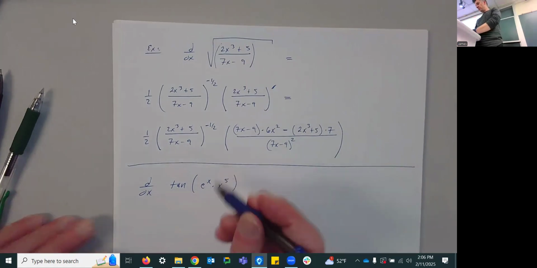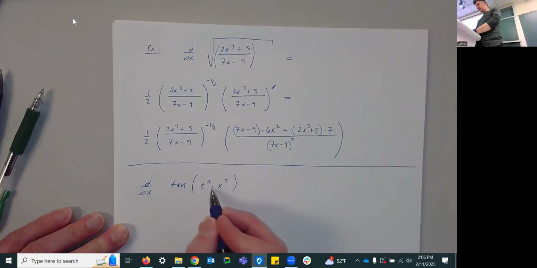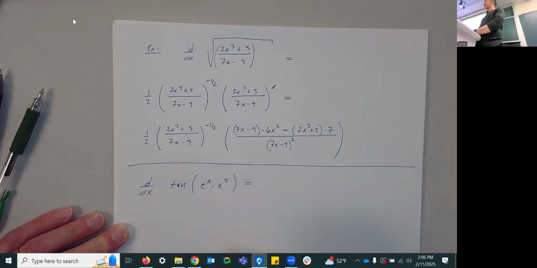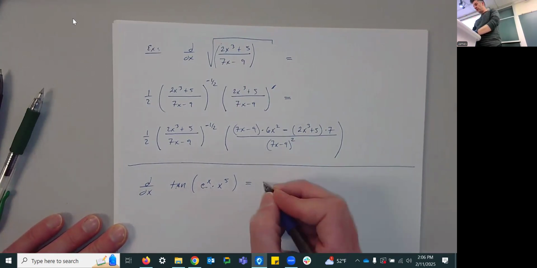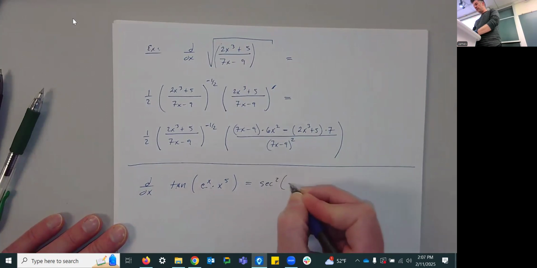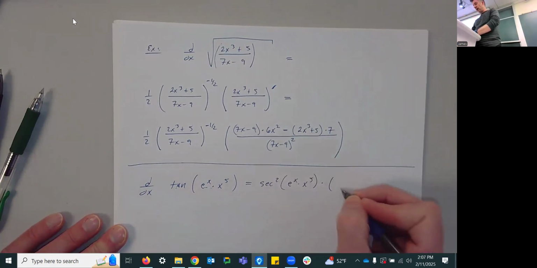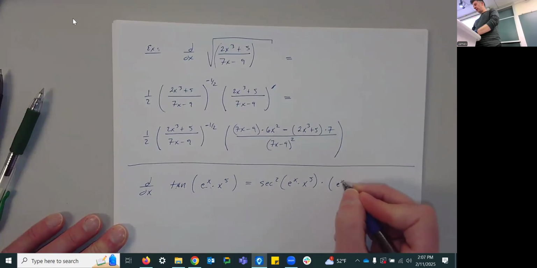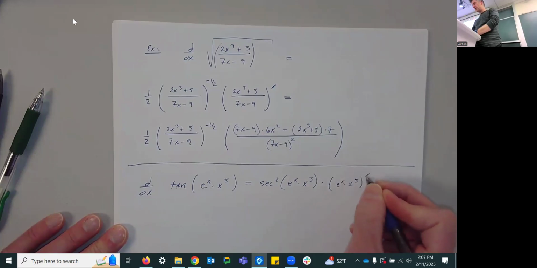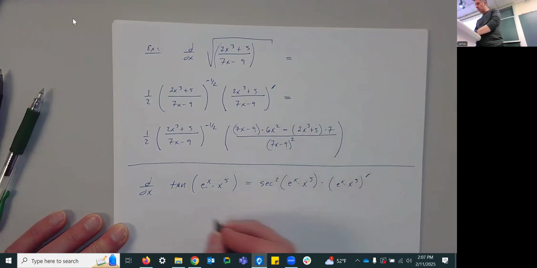So for this one, I've got tangent of some stuff. I know the derivative of tangent of x is secant squared of x. The tangent of this stuff is going to be secant squared of that stuff. But then we have to multiply by the derivative of the inside. I'm going to write it out kind of the long way. So derivative of the inside stuff. And now in the next step, I'll actually do that part.